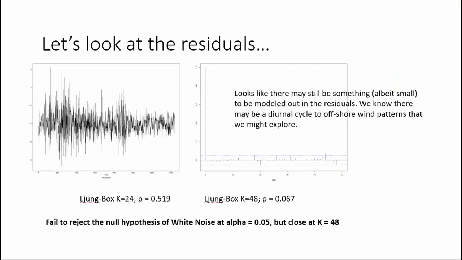Looking at the residuals, they do pass the Ljung-Box test, but K equals 48 is not overwhelming, with a p-value of 0.067. And we do see some issues when looking at the ACF, which could be something we're not picking up. However, we did overfit the model and didn't see any evidence of seasonality.